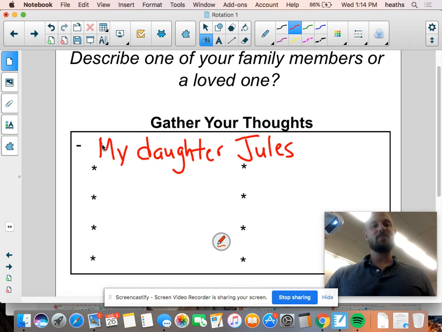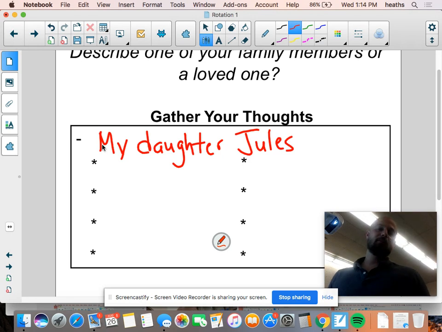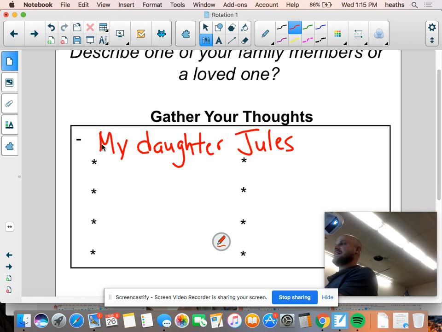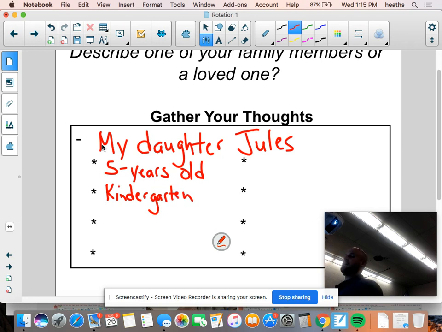All these little stars down here, or little bullets if you want to call them that, are going to be the information explaining my daughter Jules. Okay, so I'm going to fill those in just to get some of my ideas. I may not use all of these ideas, but at least I'm going to get them down on paper and then organize them when I actually start to write. So my daughter is 5 years old. Okay, she is going to be starting kindergarten next week, actually. So kindergarten.